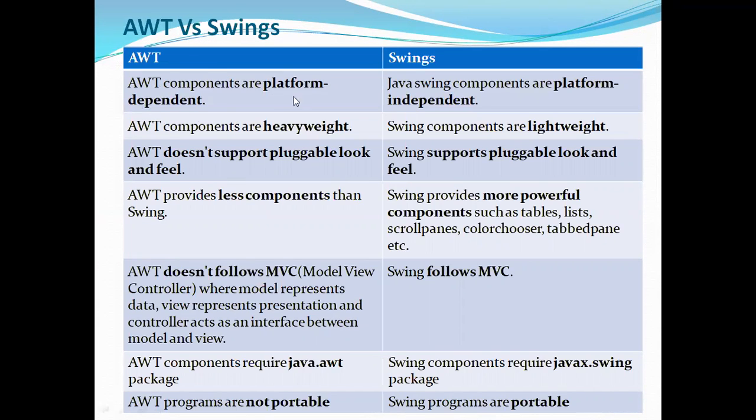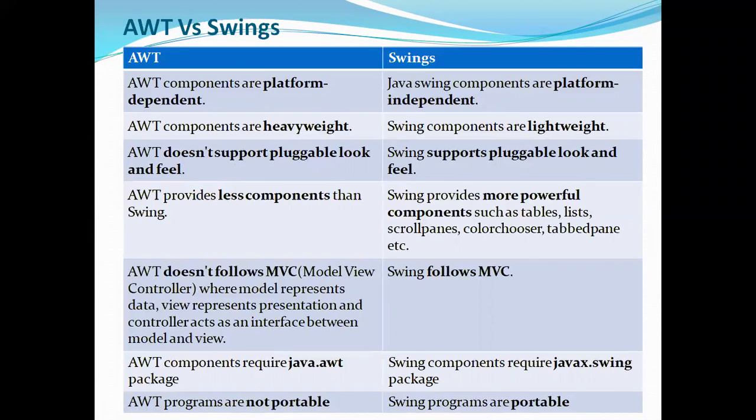AWT components are platform dependent. We have seen that it is completely dependent on the operating system, whereas Java Swing is platform independent. So irrespective of the operating system, the GUI will look the same for all operating systems. Next, AWT components are heavyweight because they use the resources of the operating system, whereas Swing components are lightweight. Next, AWT doesn't support pluggable look and feel, whereas Swing supports pluggable look and feel.